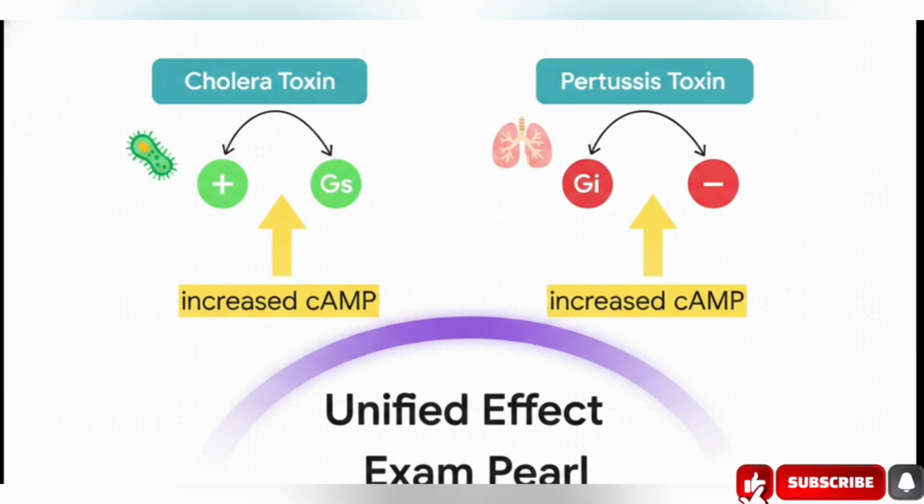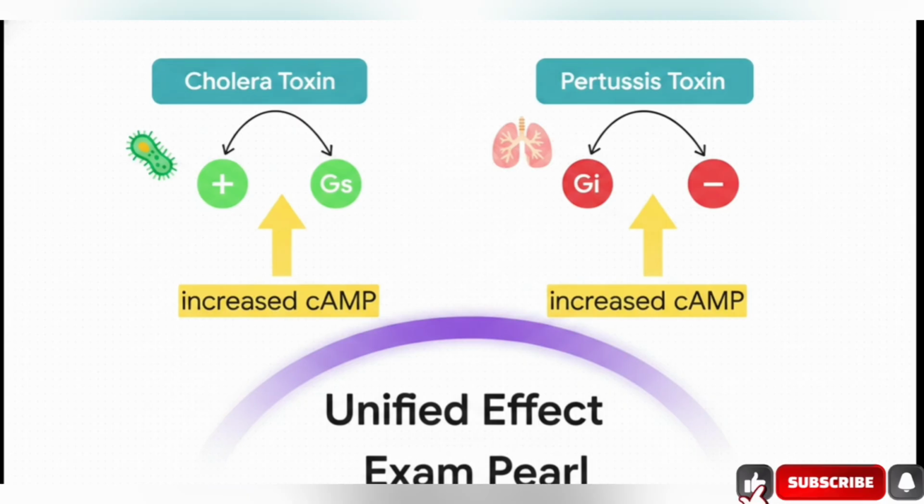Cholera and pertussis toxins are notorious for hijacking our GPCRs. Cholera toxin continuously stimulates the Gs subunit. The result? Pathologically high cAMP, causing massive electrolyte secretion, severe diarrhea, dehydration, and potentially even death.